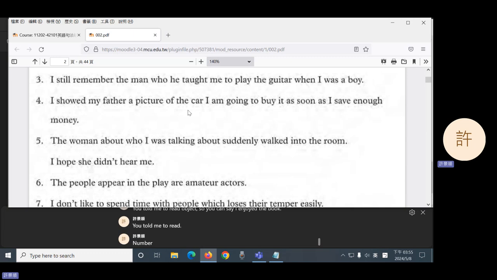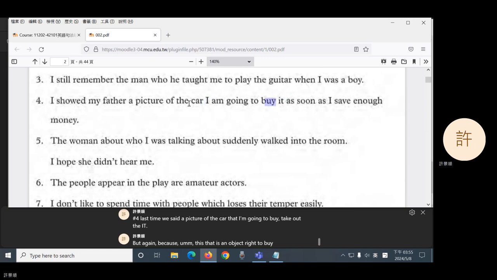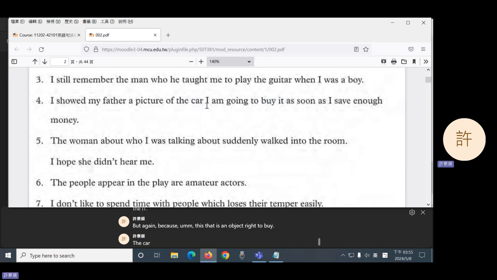Number four, last time we said a picture of the car that I'm going to buy, take out the it. But again, because this that is an object, right? To buy the car. So you can also omit the that. You can say a picture of the car I'm going to buy.